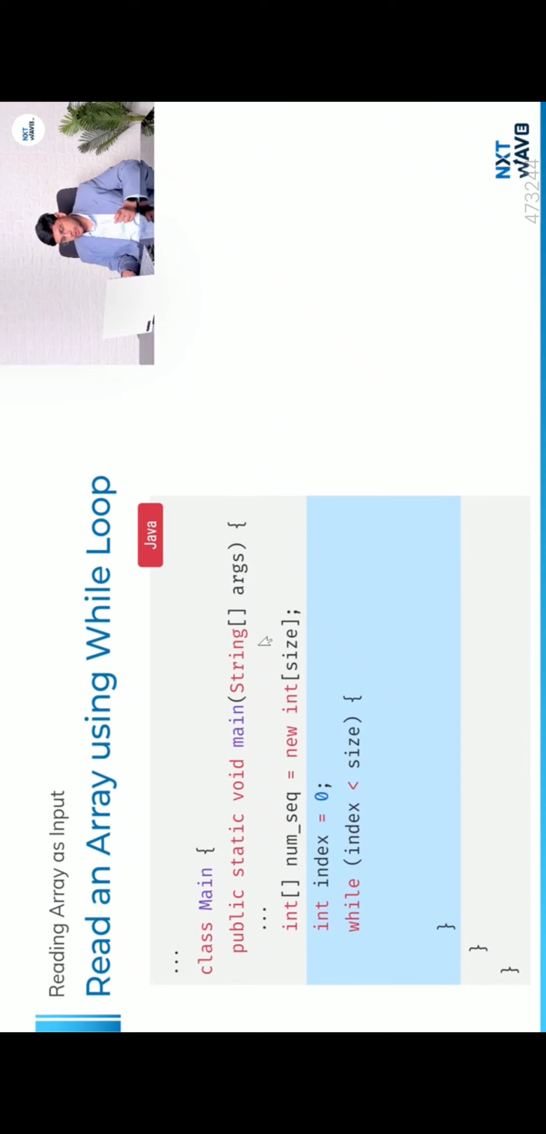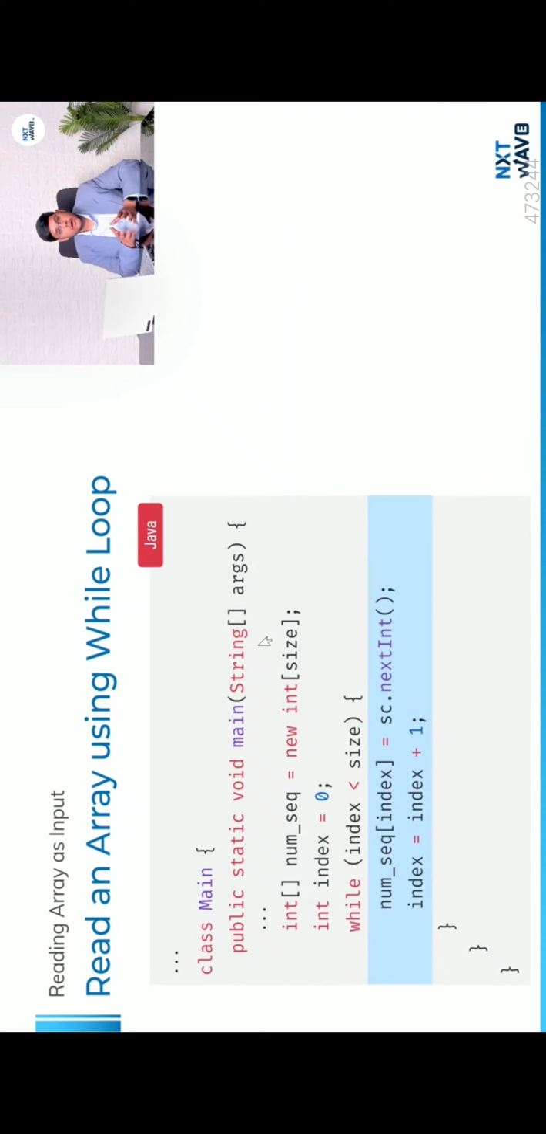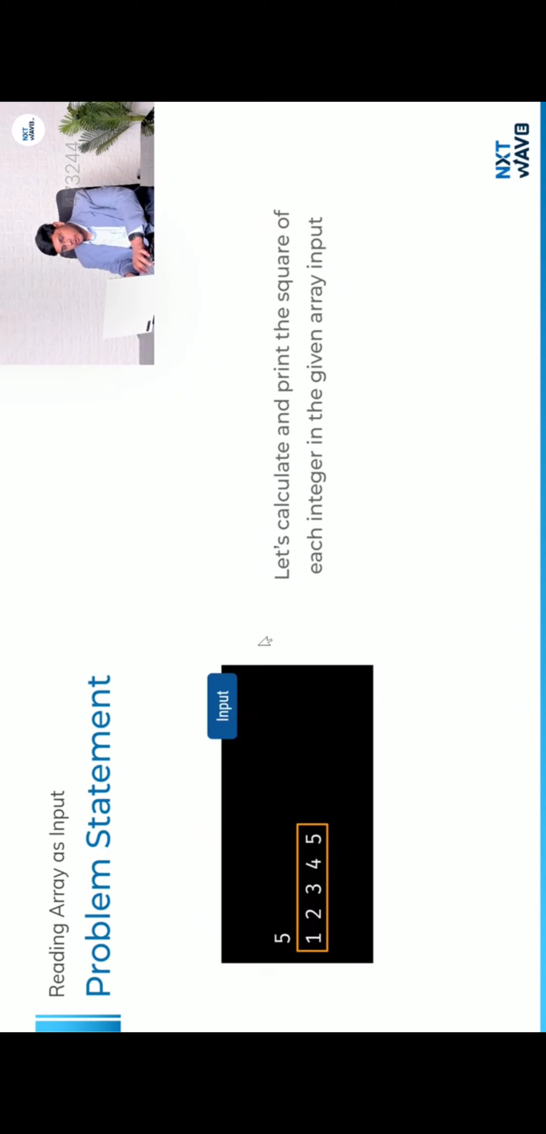At each index, we'll scan whatever integer is present in the input and fill it in the array. So num_seq of index equals sc.nextInt. Assume in the first step, when the index is 0, it will scan the first integer provided as part of the input and store it in the 0th index, and then we increment the index by 1. Now in the second loop, the index will be 1, and we read the second integer input and store it in index 1. Likewise we do it till size minus 1. Now let's try it in the code playground.